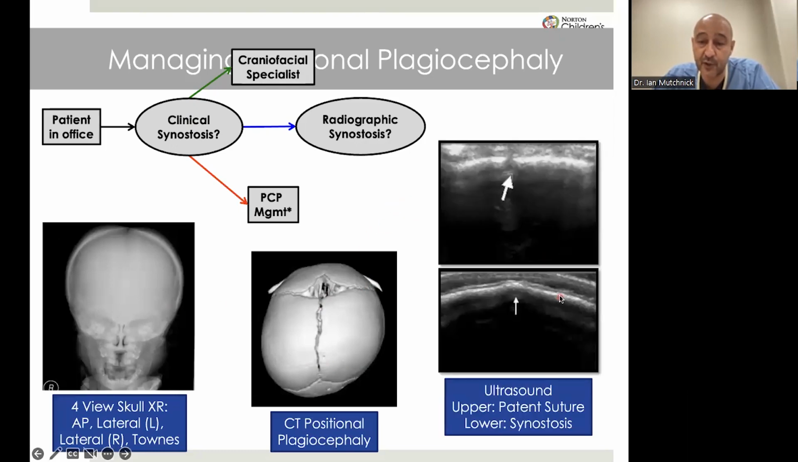You can also do an ultrasound. When you order an ultrasound for this, you have to be very careful to order not a head ultrasound, but a suture ultrasound. And it is very helpful to let the radiologist know what suture you are suspicious of, because they kind of have to do the whole length of it to make sure that it's patent through and through.